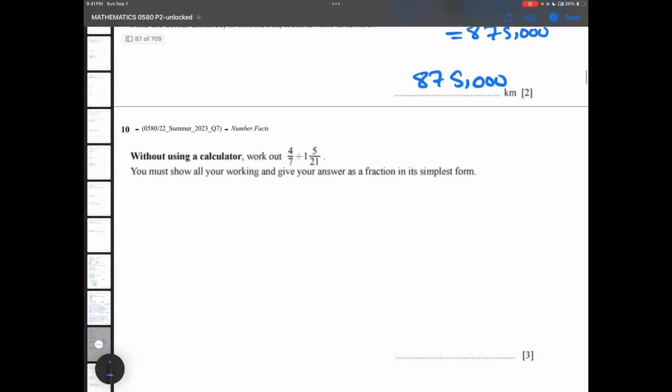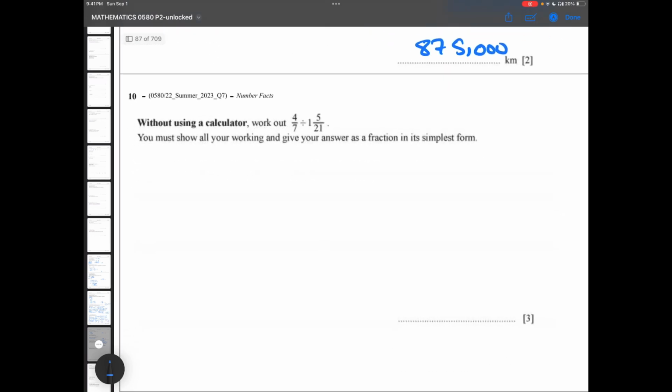So we were doing question number 10. In the first step, I told you that we will convert that mixed fraction into an improper fraction. That was equal to 26 upon 21. And I told you in the next step, we will change this division sign to multiplication and we will take the reciprocal of the next fraction.